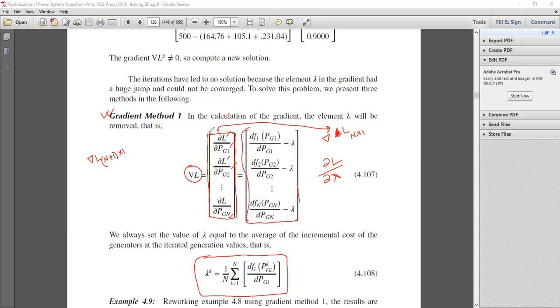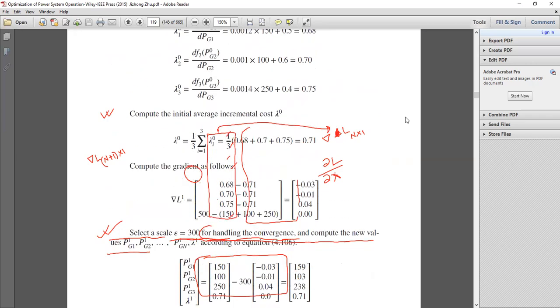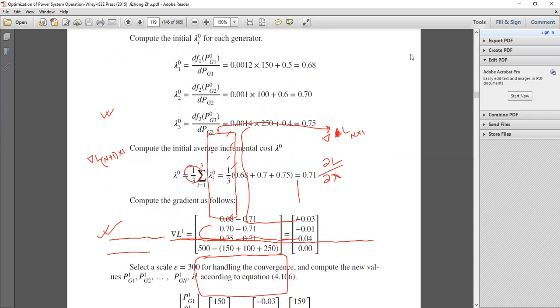That is the question. They simply make sure that the lambda is also updated, because you have to update it. This is one of the unknowns. So for each iteration, the lambda equals the average of the incremental cost. That means what they did in the first initialization step for lambda, they would now do for each iteration.